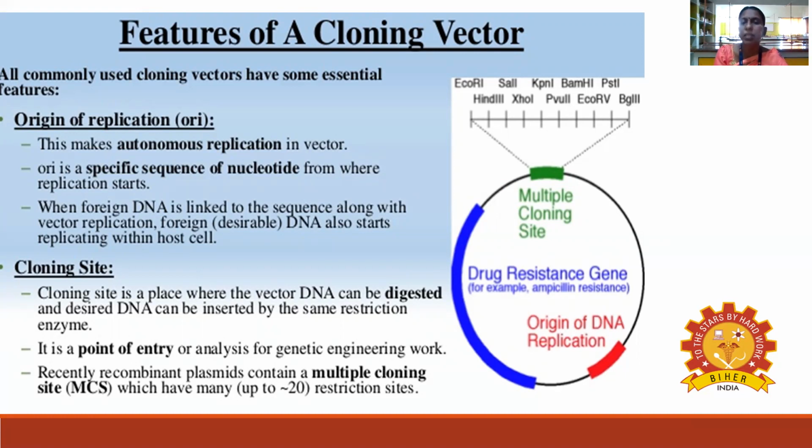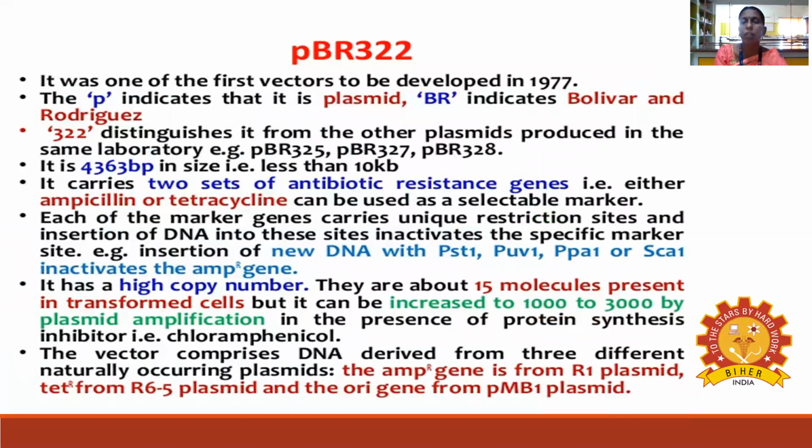It is the specific nucleotide sequence from where the replication starts. When the foreign DNA is linked to the vector sequence, along with the vector replication, the foreign DNA also starts replication within the host cell. So within the host cell, rapid replication is carried out. Therefore, it is called the origin of replication. And the next thing we are coming to is the cloning site.